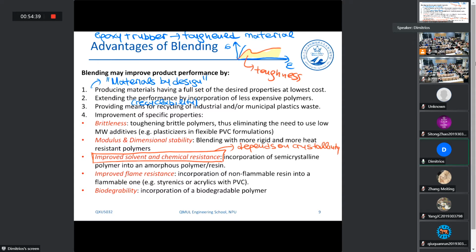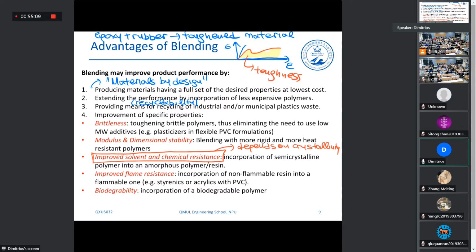So when we have an amorphous polymer, we know that crystallinity is almost zero. If we have any, it's because of random structures rather than, let's say, fabrication of crystalline structures in there. So if we blend an amorphous polymer with a semi-crystalline polymer, we improve its solvent and chemical resistance, okay? By creating these crystalline regions within the blend.